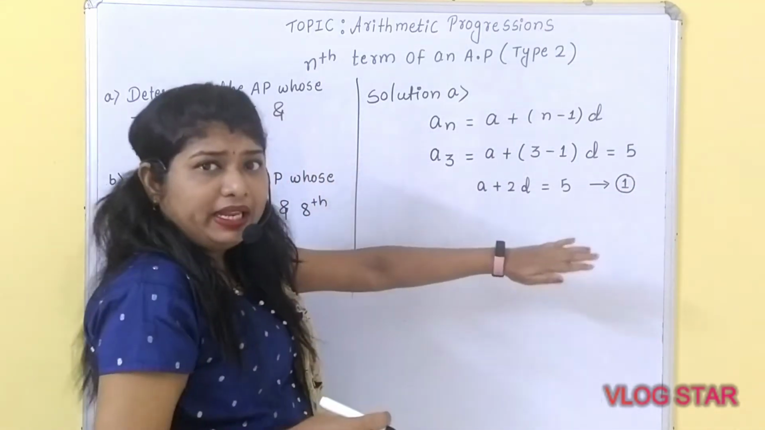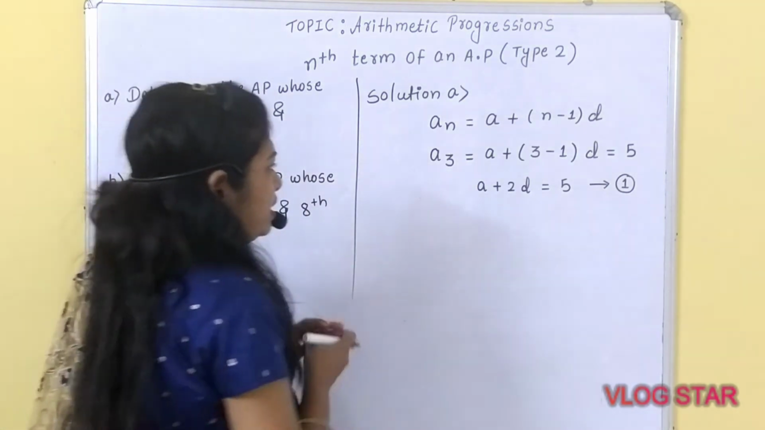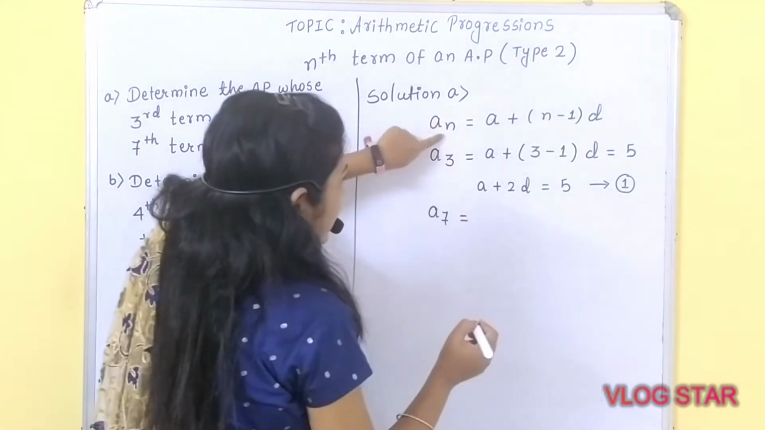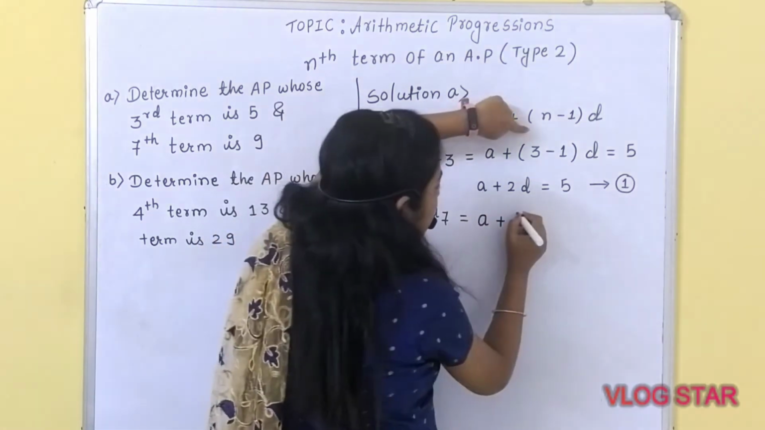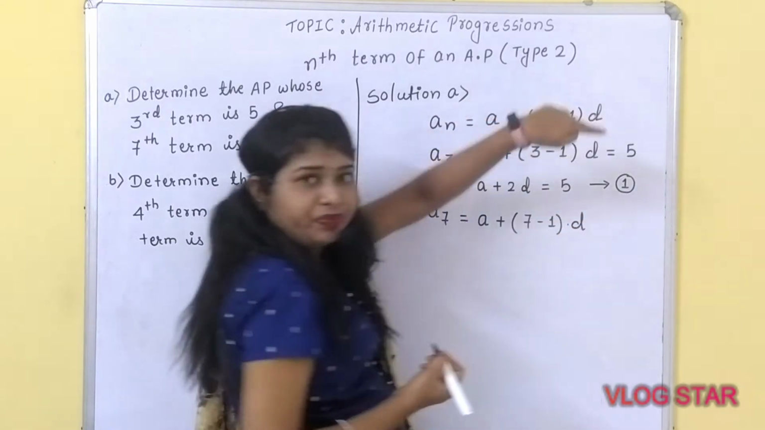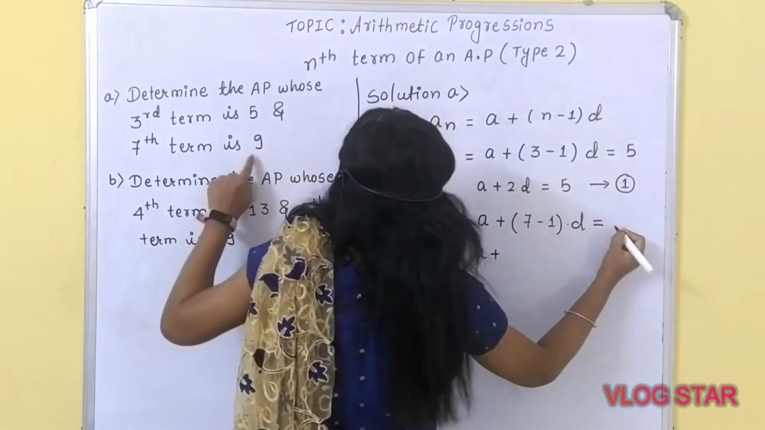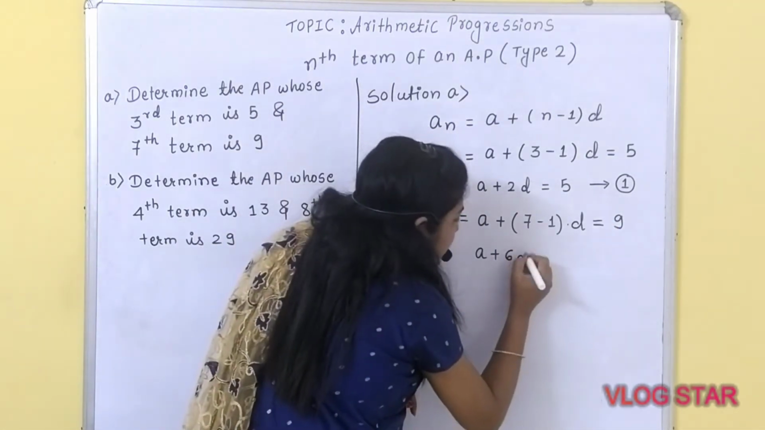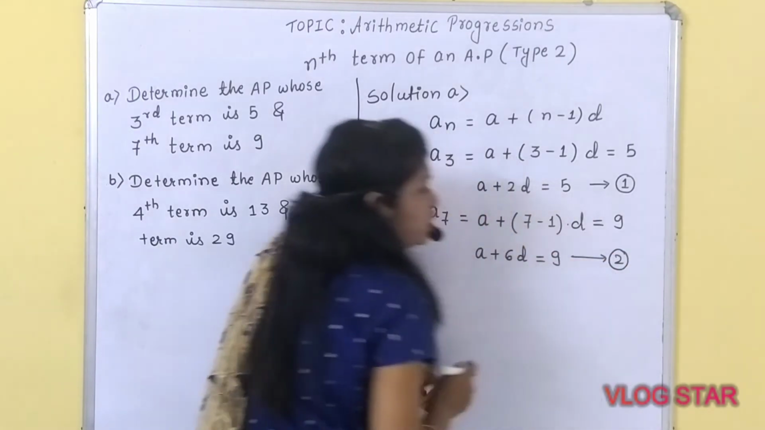Similarly, as per the given data, the seventh term is 9. So how do we represent that? n is equal to 7. So A7 is equal to A plus (7 minus 1) into D, which is equal to 9. So A plus 6D is equal to 9. Let's consider this equation number 2.